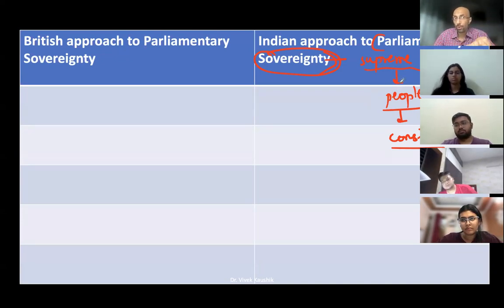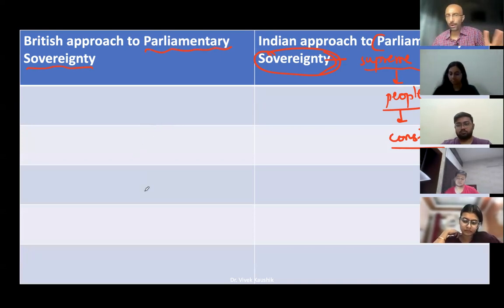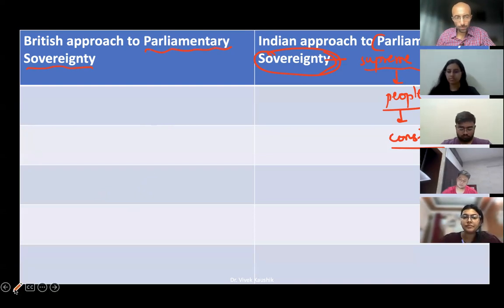But Britain has what concept? Britain has the concept of parliamentary sovereignty. So in Britain, not the constitution of Britain, but the Parliament of Britain is supreme. So basically this question is technically not correct. But because the examiner has asked it, we can give 3-4 points of comparison. First point, right?